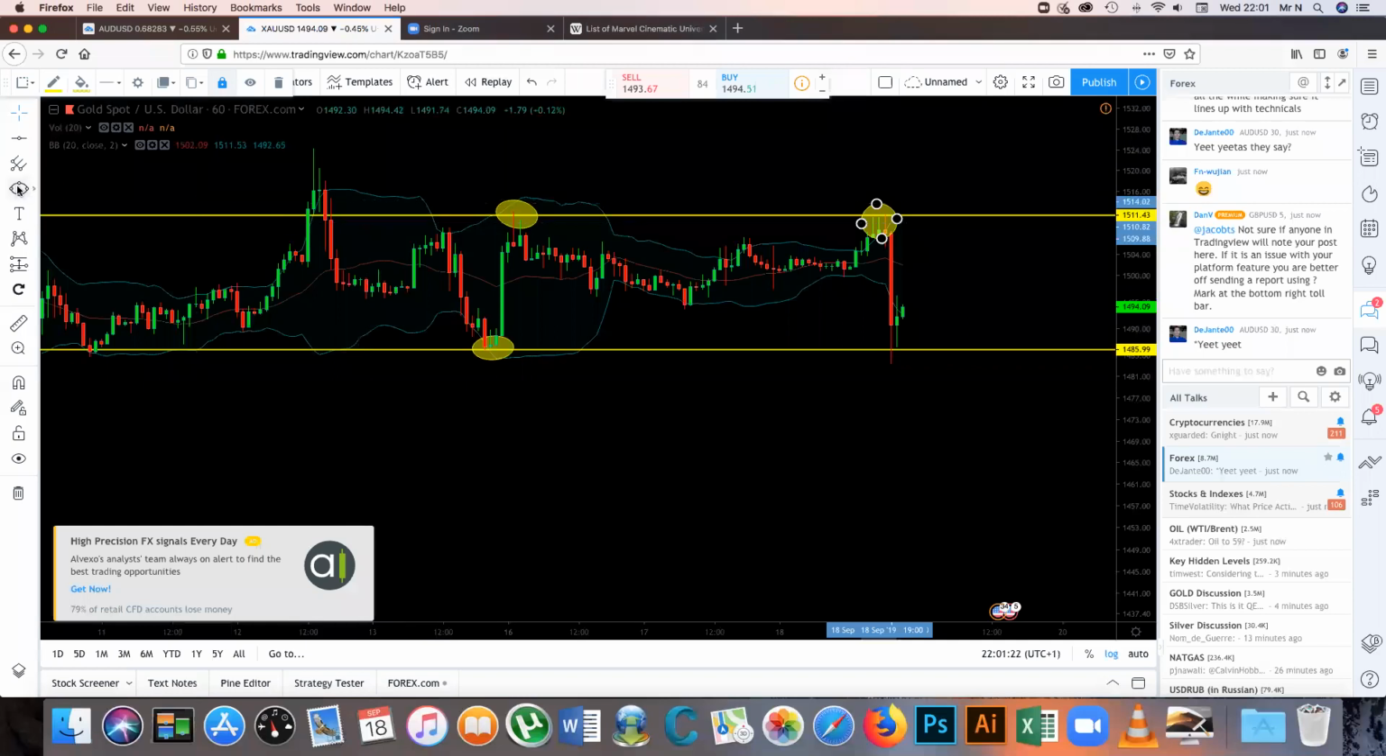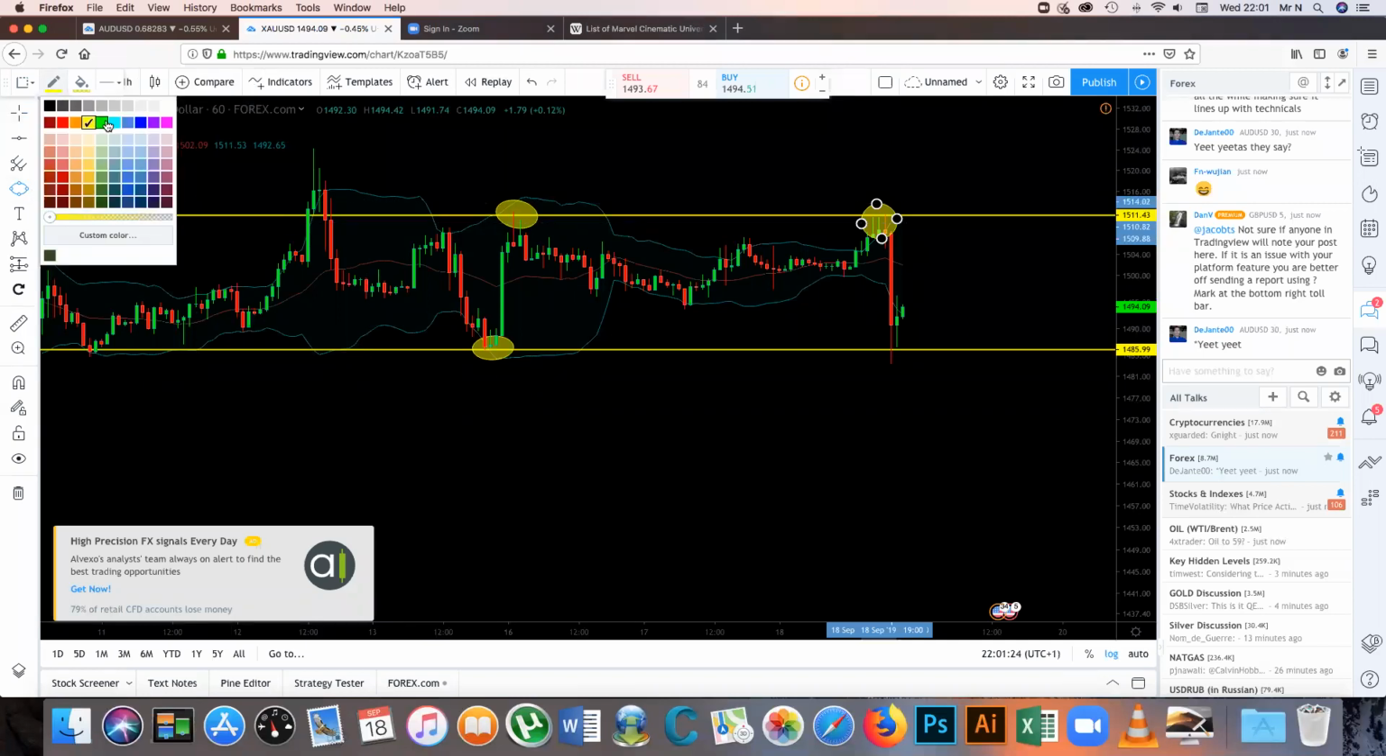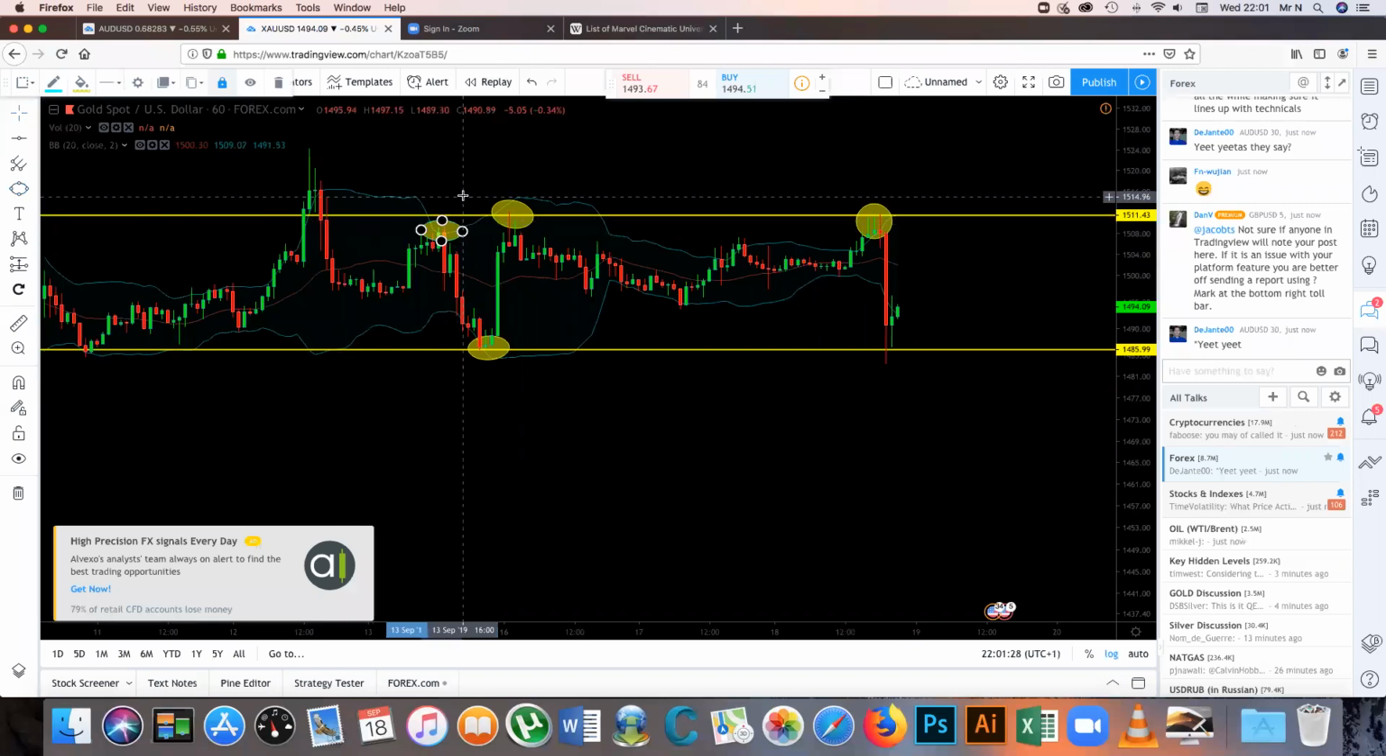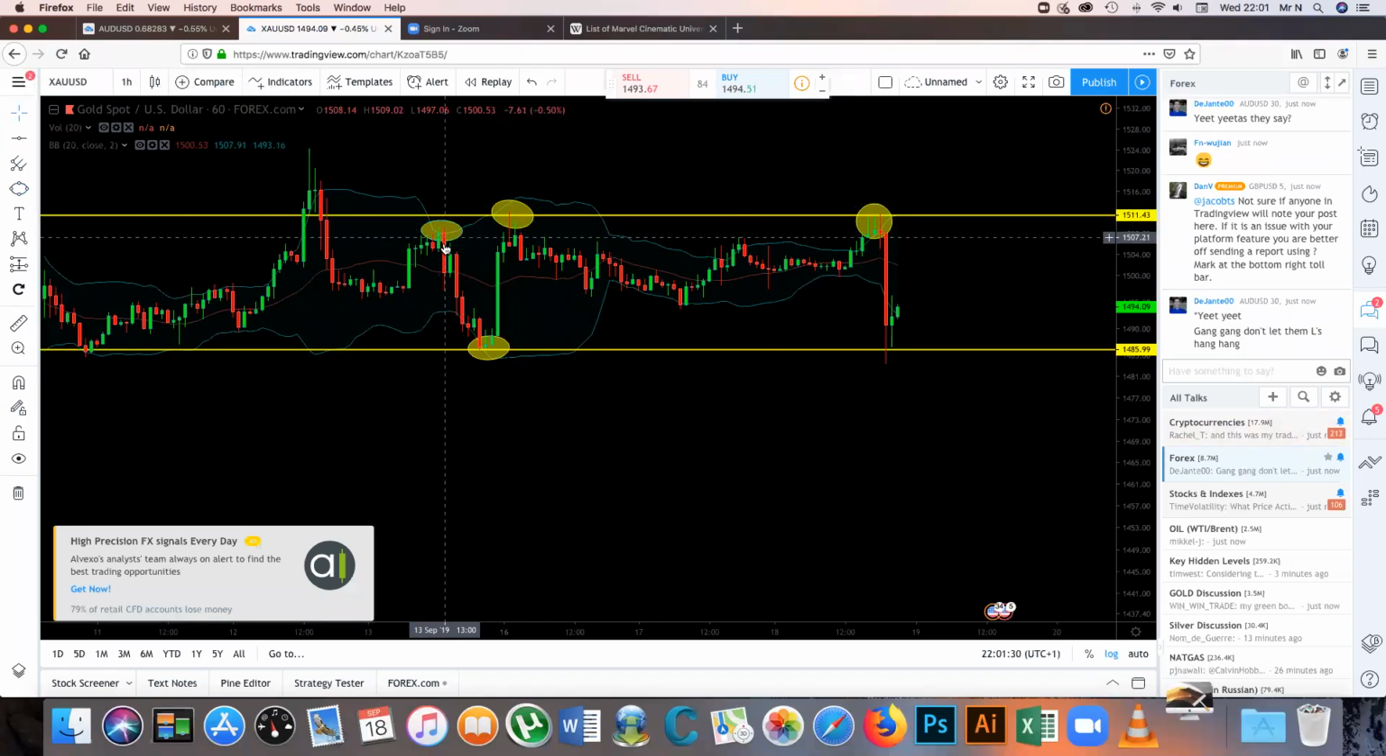Anything like this one here, let me change the color. Anything like this has not respected it, even though it's still giving me a move. I'm looking for these, not so much these.